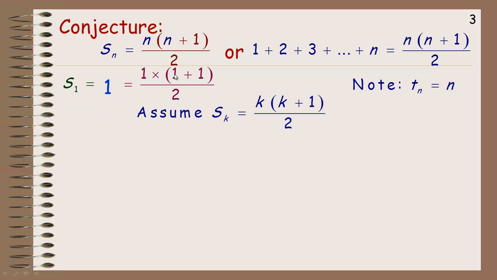And of course, that does work because this is 2. And 2 times 1 is 2, divided by 2 gives you 1. So that does work out to 1. The formula does work for the first case.